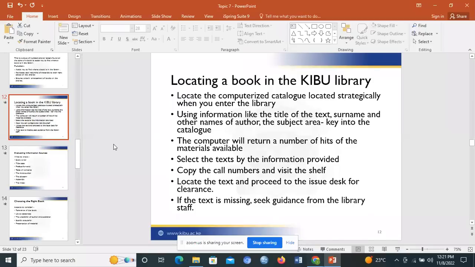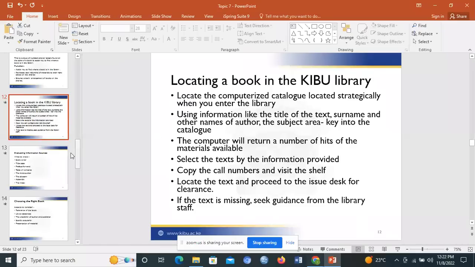Let us say you went to the shelf and you were unable to find the material. Then seek guidance from the library staff, because the book could have been borrowed, or it could have been read by someone in the library and left there. So you need to establish that. In the event that the book was borrowed, you can find out when it will be returned so that you can book to be considered when the material is returned.